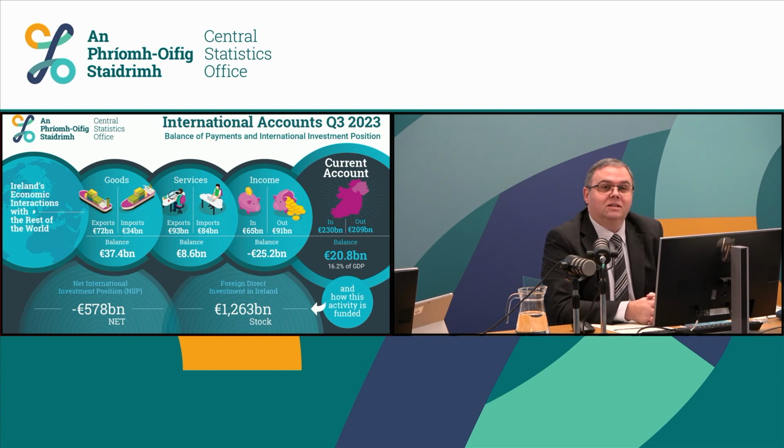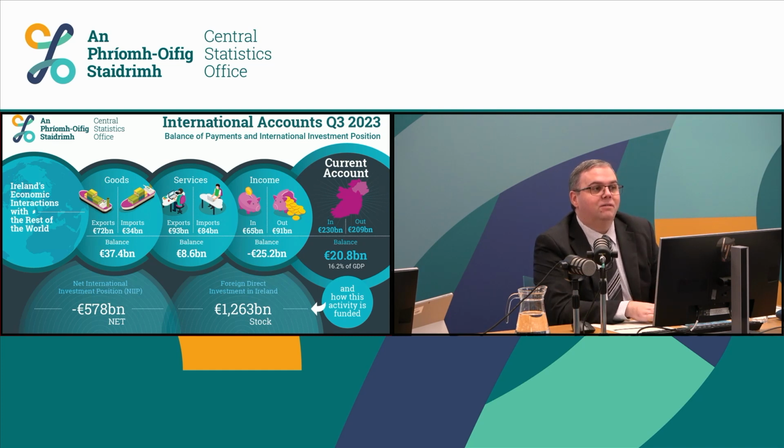Services exports of 93 billion and imports of 84 billion, giving us a services balance of 8.6 billion euros. And we have income inflows of 65 billion and outflows of 91 billion, giving us our net income outflow of 25.2 billion euros. And these all combine to give us our current account balance of 20.8 billion euros, or 16.2% of GDP. Our net international investment position at the end of September was minus 578 billion euros, and our stock of foreign direct investment in Ireland stood at 1.3 trillion euros.